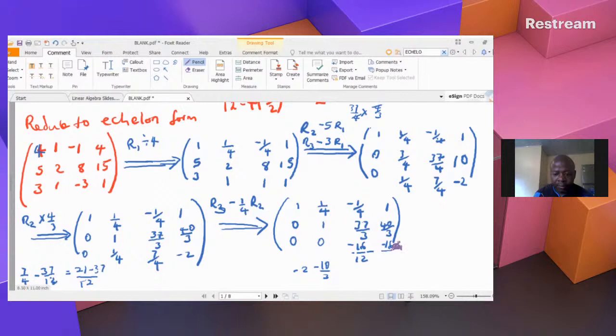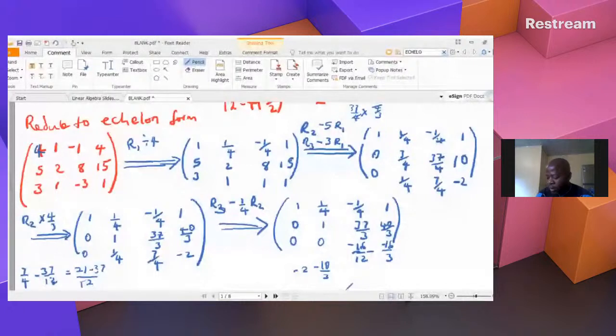Negative 16 out of 3. Now, we have the leading entry here, which is 1. The leading entry here is negative 16 out of 12. So we can also make it 1.